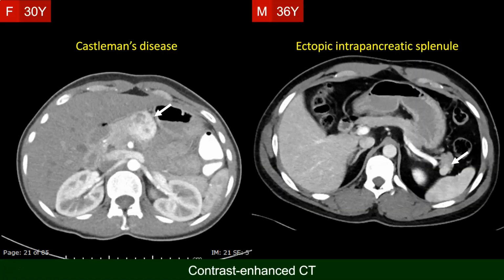What is common between the two lesions that may be responsible for this phenomenon? The Castleman's disease and the ectopic intrapancreatic splenule both have ample amount of intravascular space. We know that enhancement happens because organs or lesions receive the contrast agent first in their intravascular space, then subject to permeability and pressure among other factors, the contrast agent seeps into the interstitial space. Wash in and wash out are faster, of course, in the intravascular space than the interstitial space.